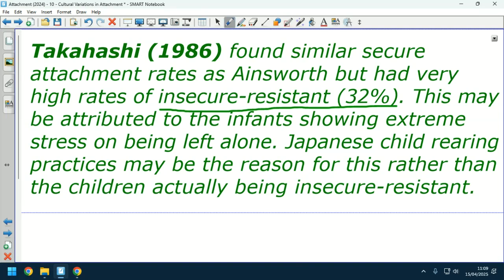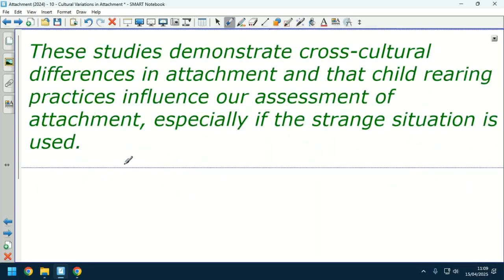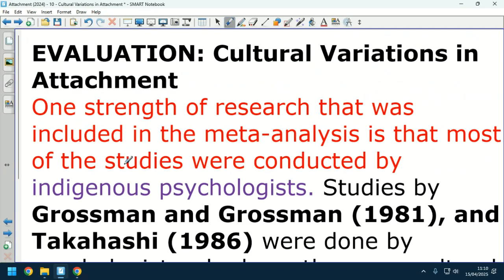They could be examples of how child rearing practices do influence the attachment type, or we could just use them as a contrast when we're looking at some of the evaluation points. Now, I've just said these studies demonstrate cross-cultural differences. So moving on to the evaluation of this particular topic.